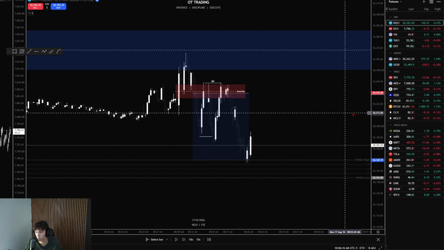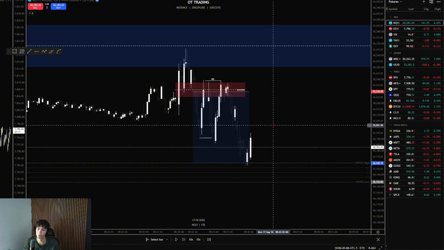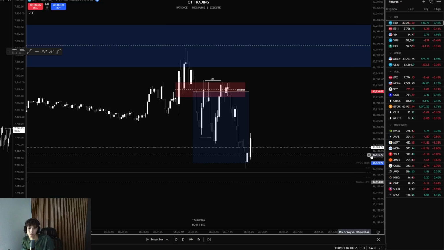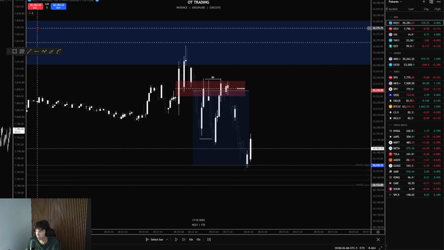So overall, what did I see in this trade? I let this trade play out, although it was a little choppy to the drawn liquidity, but overall, clean entry, clean trade. So let's get into the next one.